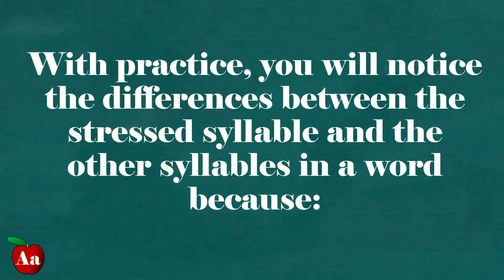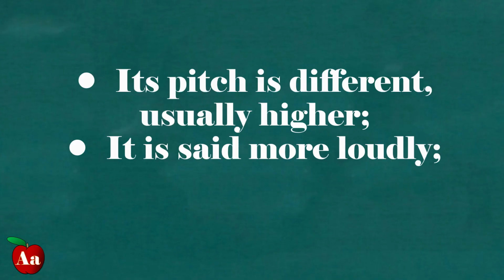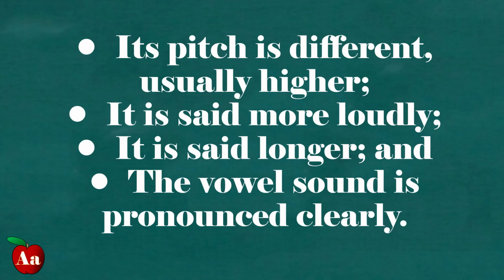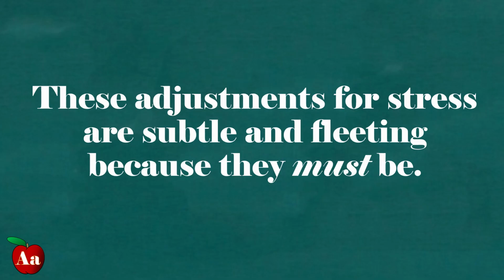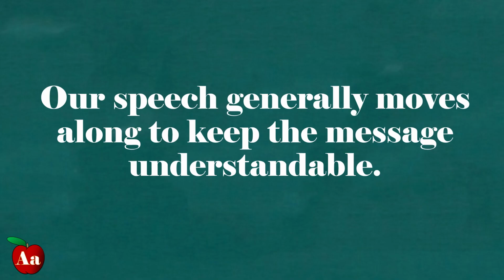With practice, you will notice the differences between the stressed syllable and the other syllables in a word because its pitch is different, usually higher. It is said more loudly. It is said longer, and the vowel sound is pronounced clearly. These adjustments for stress are subtle and fleeting because they must be. It wouldn't benefit our communication to dawdle over every accented syllable. Our speech generally moves along to keep the message understandable.